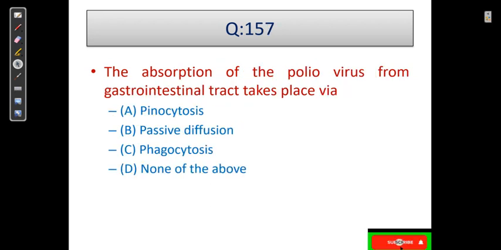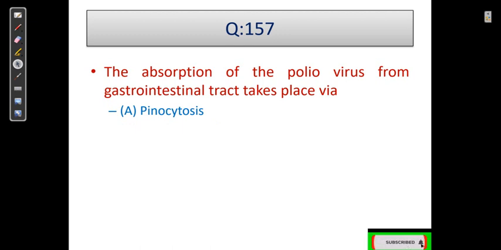The absorption of the poliovirus from the gastrointestinal tract takes place via pinocytosis, passive diffusion, phagocytosis, none of the above. So the correct answer is pinocytosis.